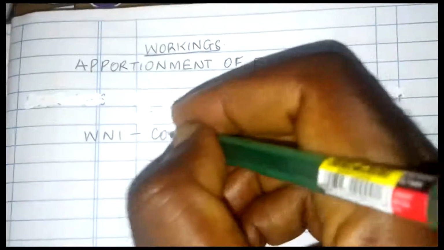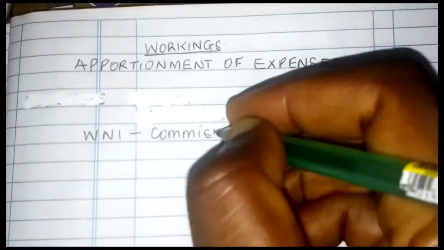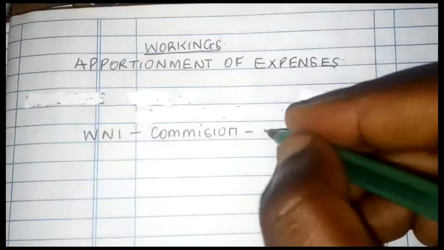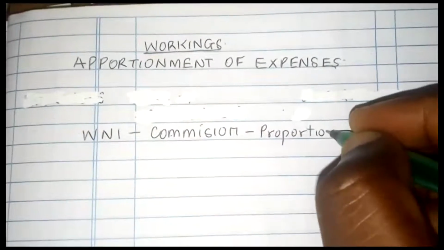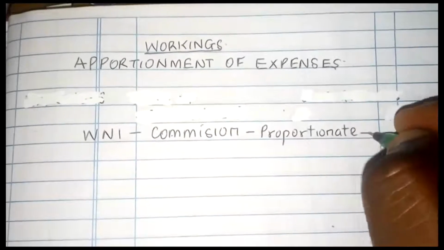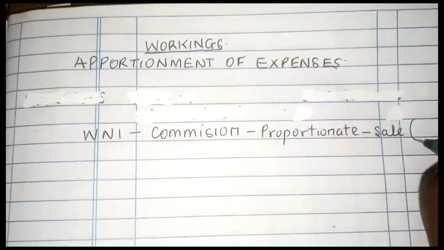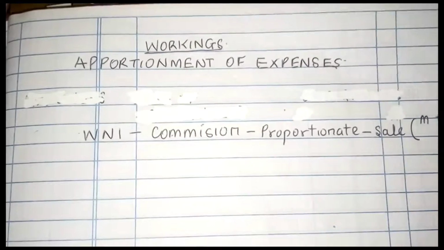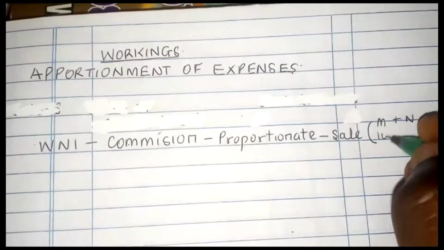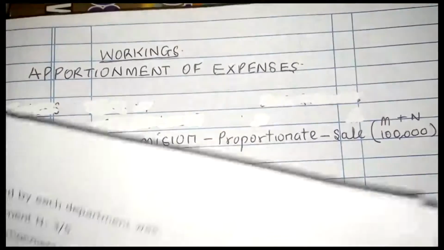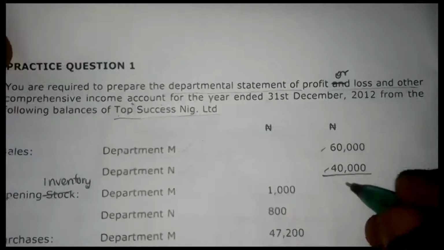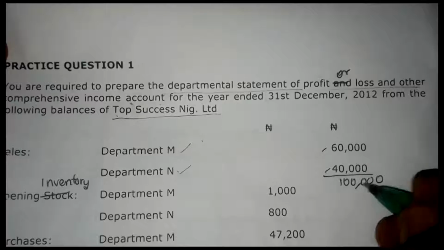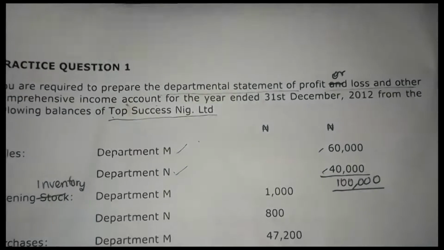That is commission. For commission, you write proportionate to sales, and our total sales for M and N is 100,000. Let's look at the sales together. The total sales, when you add them together, is going to give you 100,000. You can quickly add that.